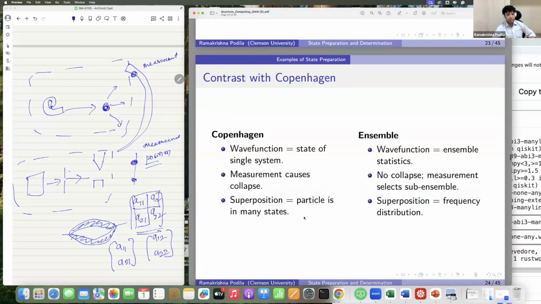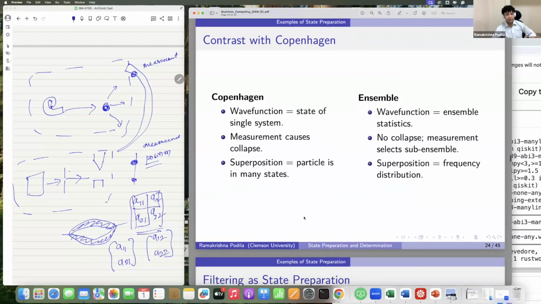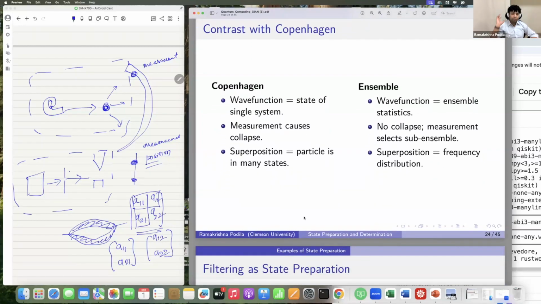Just to contrast with the Copenhagen interpretation, the wave function is not a state of a single system, like the Copenhagen interpretation says. The wave function is a mathematical tool to generate the ensemble statistics. Measurement causes collapse in the Copenhagen interpretation, and this collapse is said to be instantaneous. But the wave function first is not physical, and second, there is no such thing as instantaneous collapse.